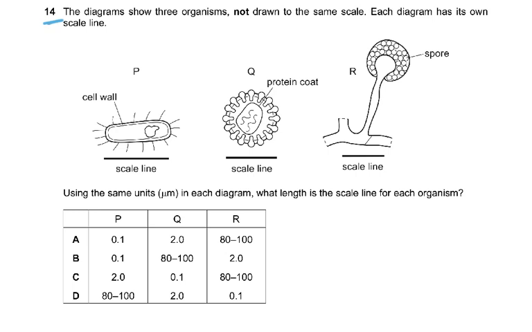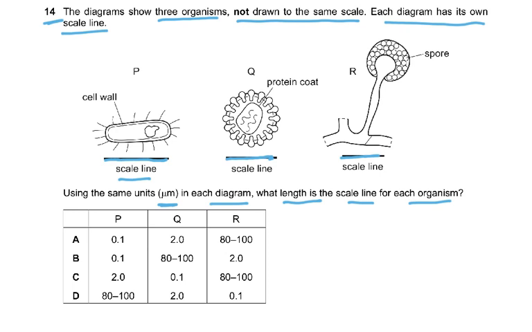Now another difficult question. The diagram shows three organisms not drawn to the same scale. Each diagram has its own scale line. Now this is a scale line. So you can see this scale line is about this length. So you have to measure this with your ruler, then this one, and then this one. So you have to measure these scale lines. Now using the same units, micrometer, in each diagram, what length is the scale line for each organism? If you understand what is a scale line, only then you can do this question.